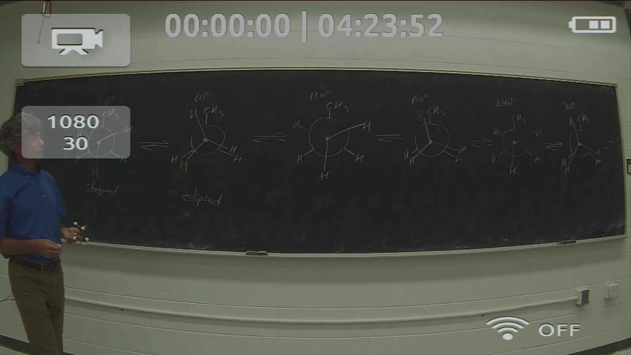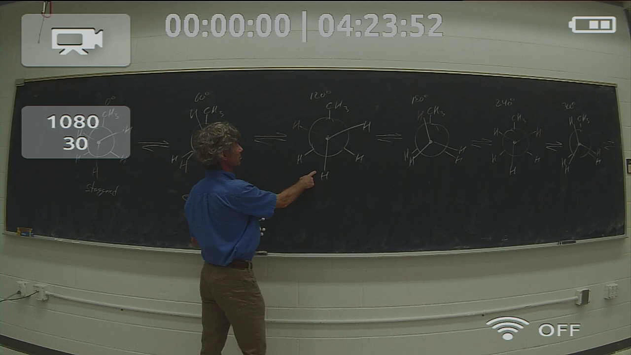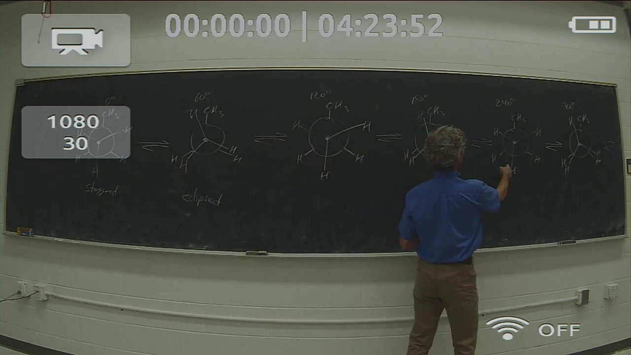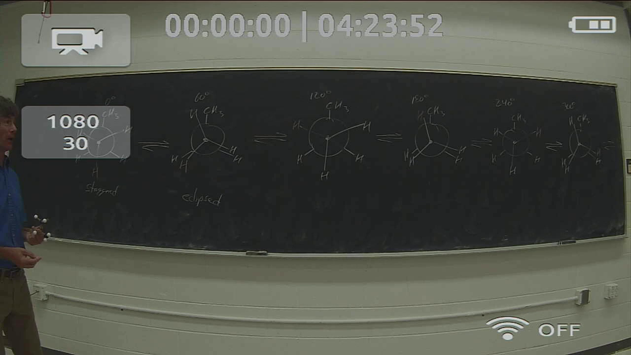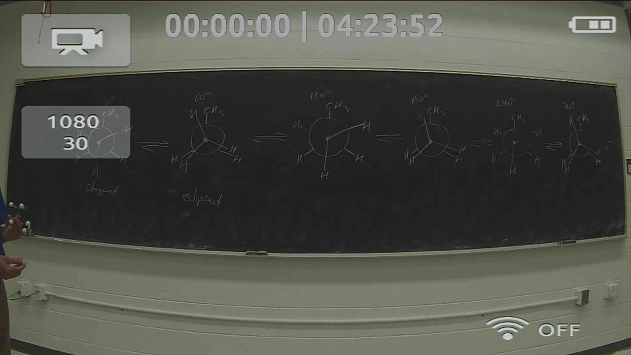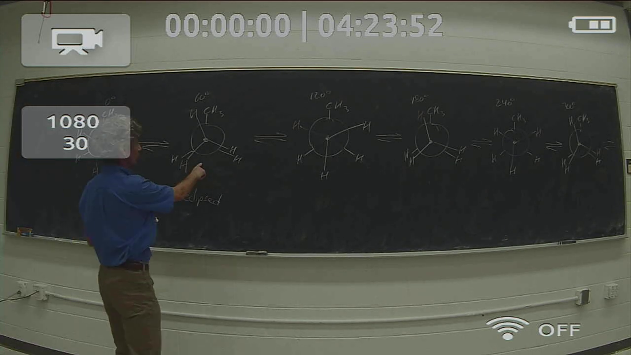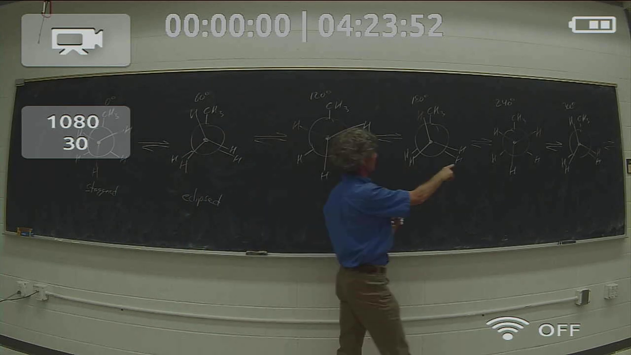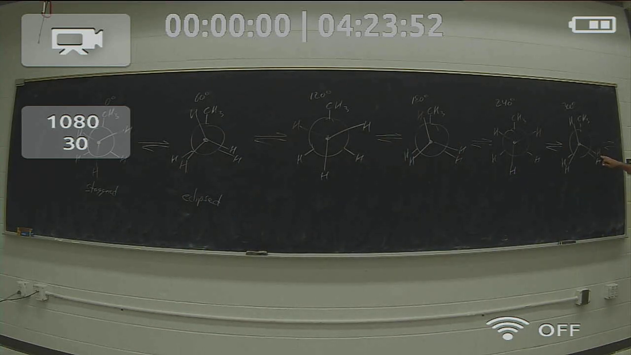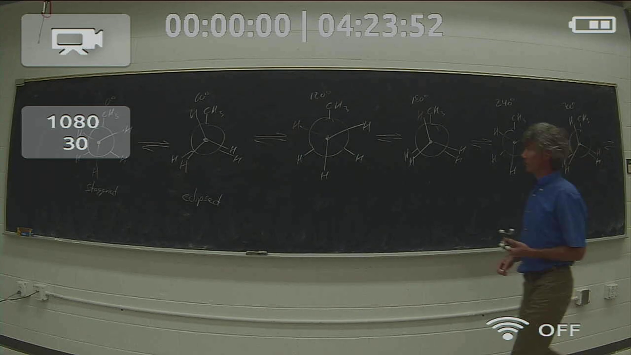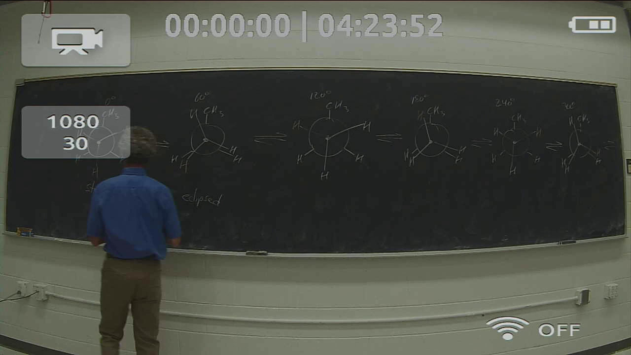If you look closely, you'll notice that the 120 degree and the 240 degree are actually mirror images of one another. And it turns out that those are non-superimposable mirror images of one another. Also, the 60 degree and the 300 degree are mirror images of one another, where this pink hydrogen is on the opposite side of the plane. And again, those are non-superimposable mirror images of one another.